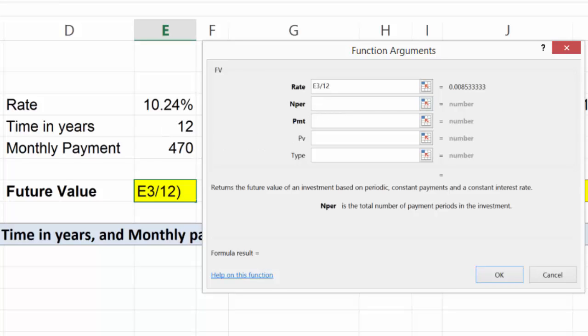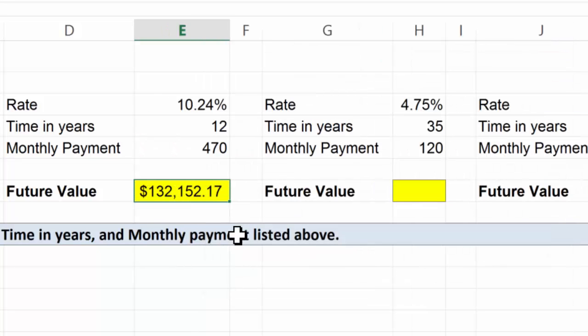So the number of periods in this case is E4, or the value in E4 times 12. And then finally, the payment, I'm going to use a negative so I get a positive result, is 470. So in this case, my result is going to be 132,000. Now, imagine what would happen if I just double this. So here's where the dynamic comes in.